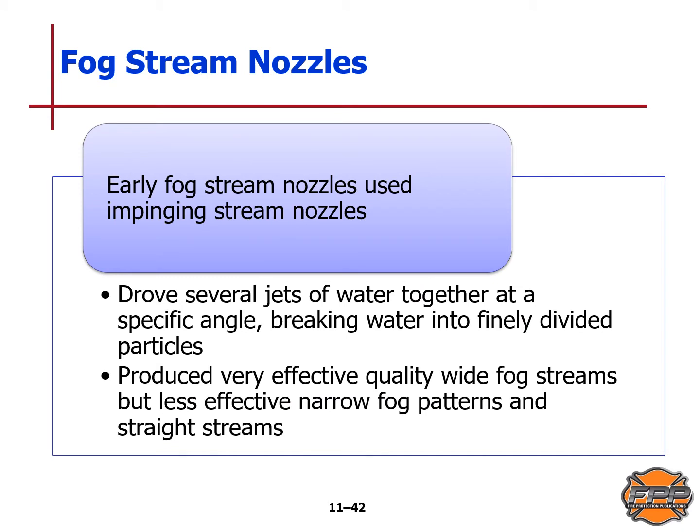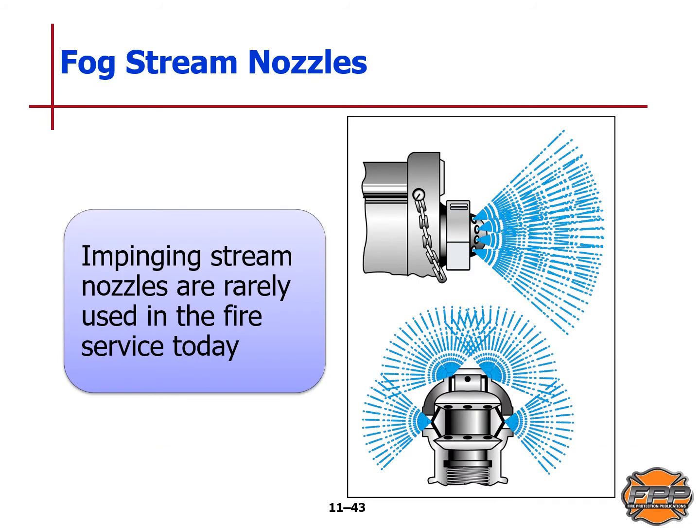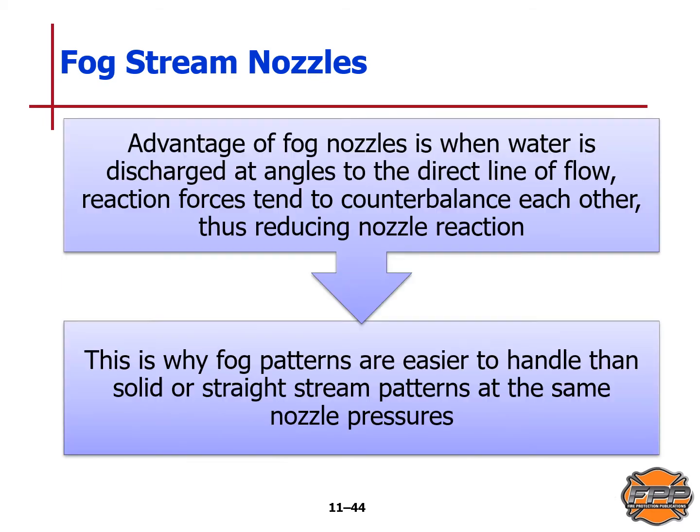Early fog stream nozzles used impinging stream nozzles. They drove several jets of water together at a specific angle, breaking the water into finely divided particles. These produced very effective quality wide fog streams, but less effective narrow fog patterns and straight streams. Impinging stream nozzles are rarely used in the fire service today. This is an example of an impinging stream nozzle.